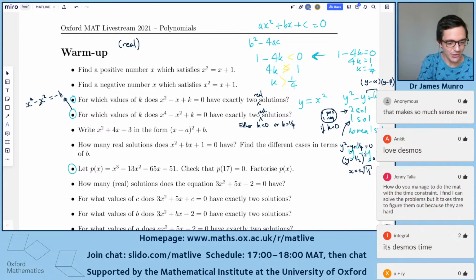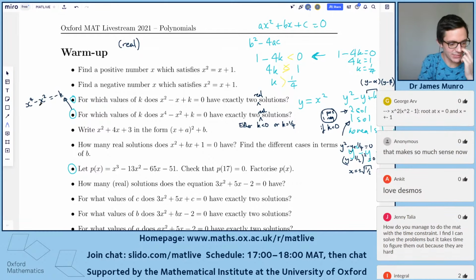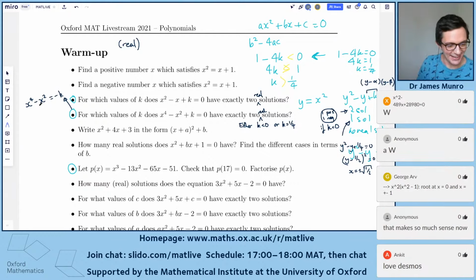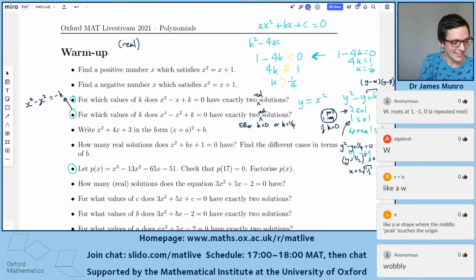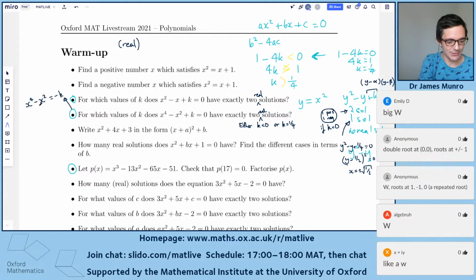People are telling me about where the roots are. Thank you, George. George has factorised it. And people are using ASCII art to try and draw me a picture of what this looks like. We've got the word wobbly. We've got roots. People have gone for the ASCII capital W. Emily says big W. Lovely stuff.